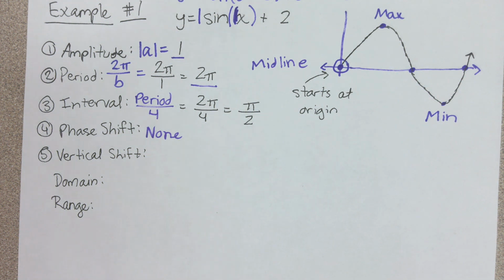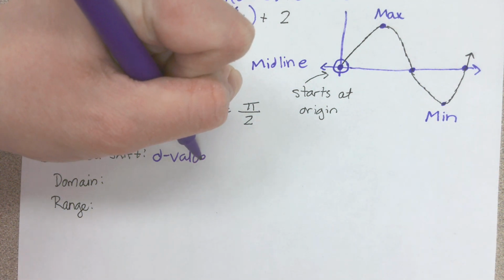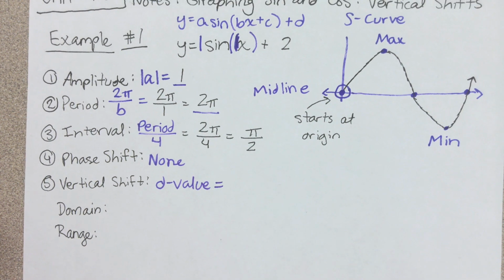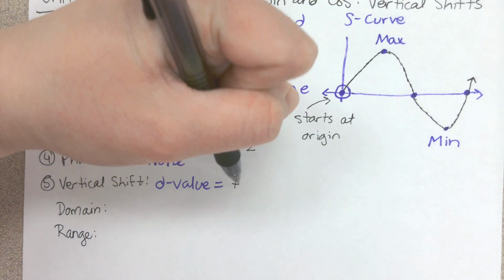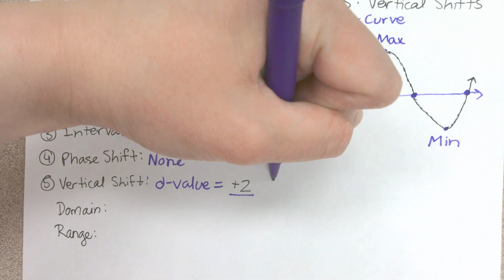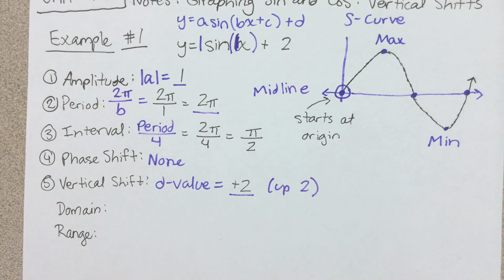Vertical shift, this is actually the d value in the equation. So it's that number tacked on at the end, if there is one. In this case, we have plus 2. And you can also translate that as up 2. And you could write either of those as your answer. Plus 2, up 2, both, whatever makes more sense for you.